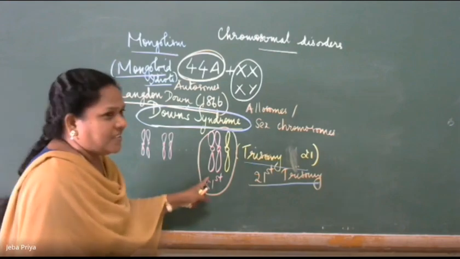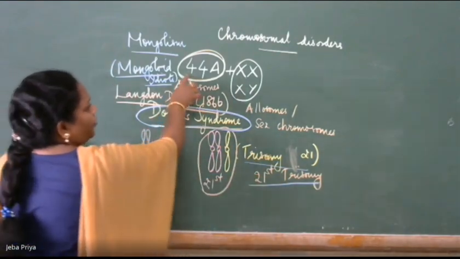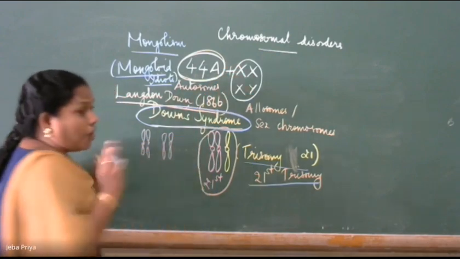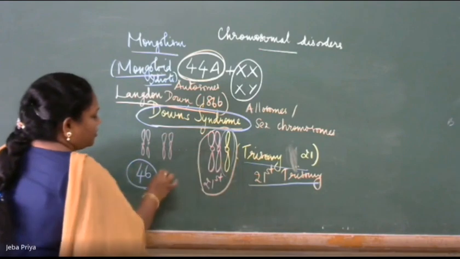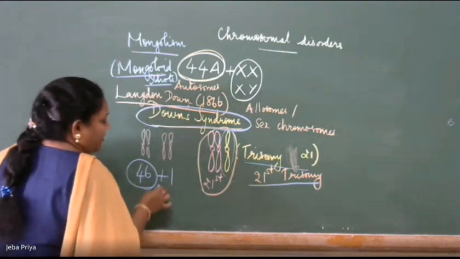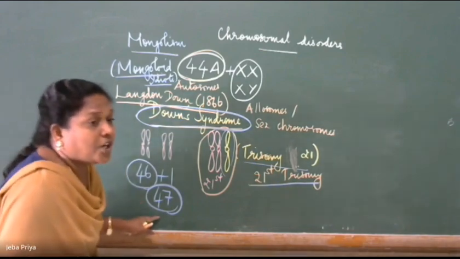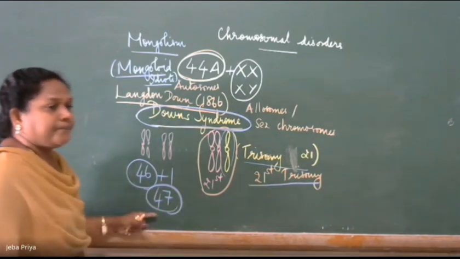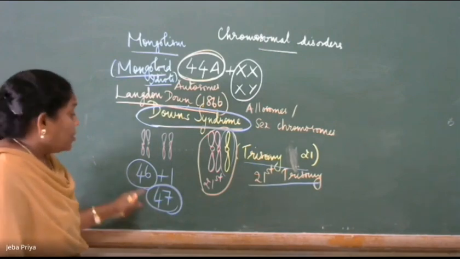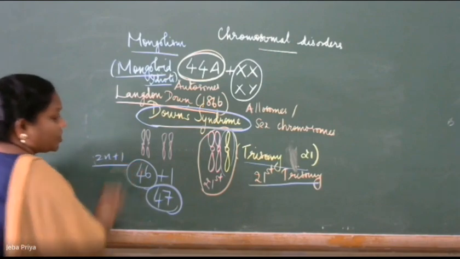Now you connect this with the aneuploidy I told you about. Here it should be 44, 45, 46. A normal human being will have 46 only. But here, one more chromosome is added, so it becomes 47. So the chromosomal number in this individual is 47. Can you understand what I am telling now? So this is 2n plus 1. So what is this condition called? What did I tell you?